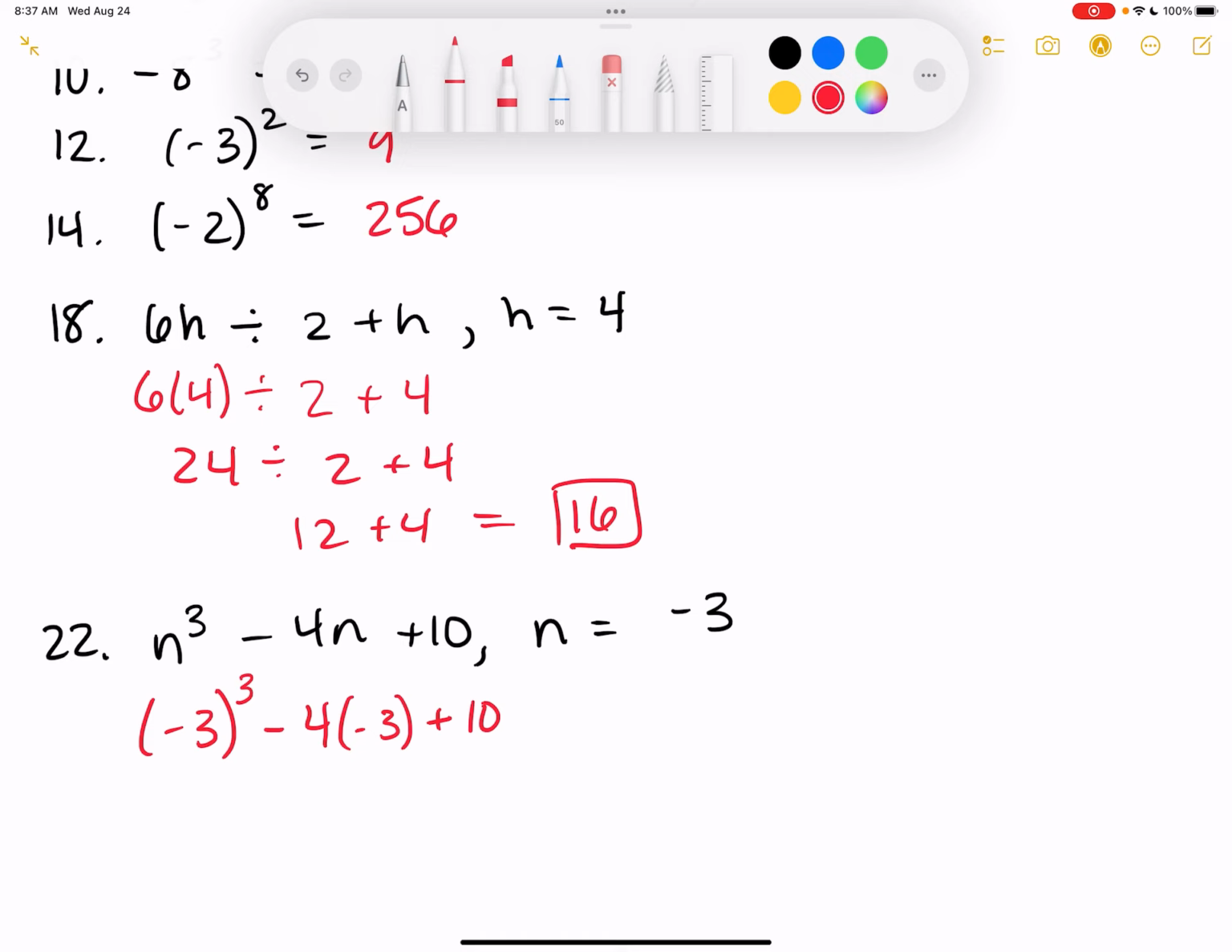All right, so what am I doing first here? Exponent. So what is that? Negative 27. Okay, negative 27. Now what? I'm going to try to save some steps. Multiply. So what is that? 12. So plus 12 and then plus 10, and then you can do all that in one step. What's that? Negative 5.